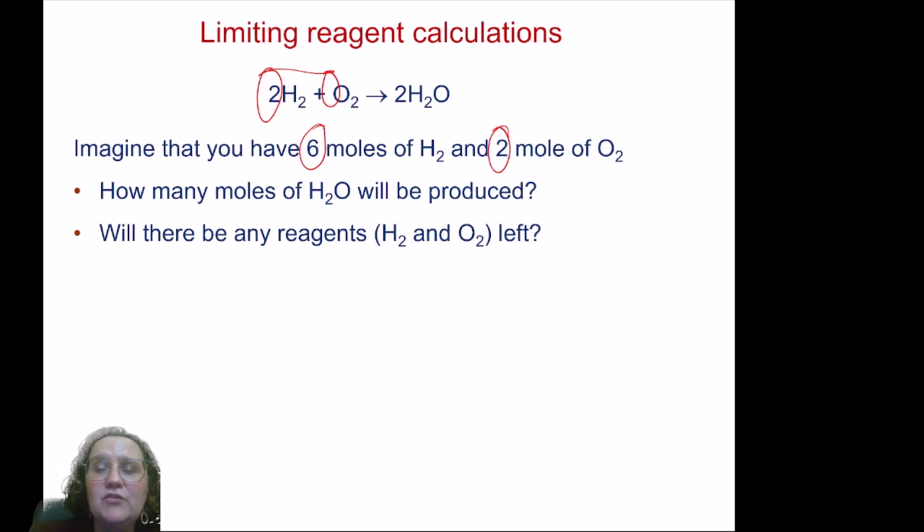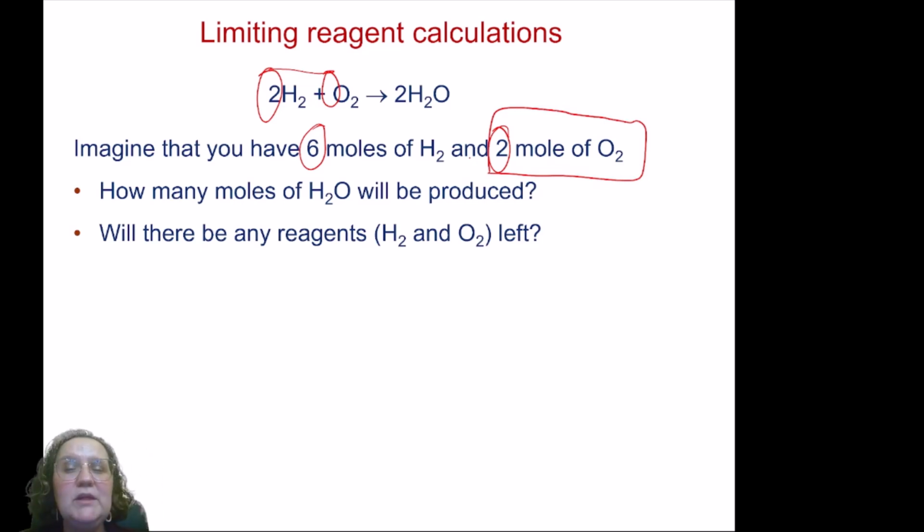So these 2 moles of oxygen are going to be your limiting reagent, because you have sufficient hydrogen for the reaction to continue, but you run out of oxygen. So you need to make your calculations with respect to that oxygen, because that's going to determine how much product is going to be formed and if you're going to have any left over. So let's have a look at the 2 moles of oxygen.